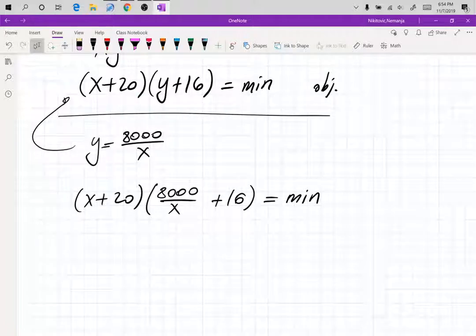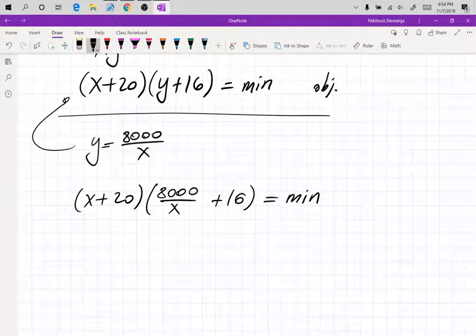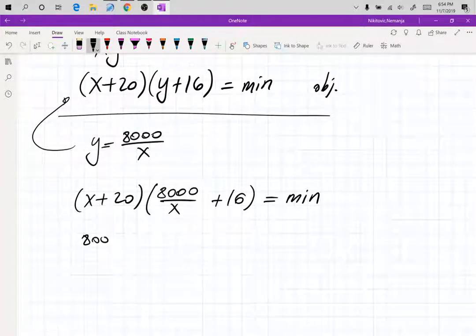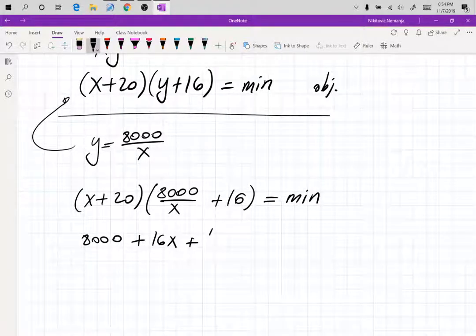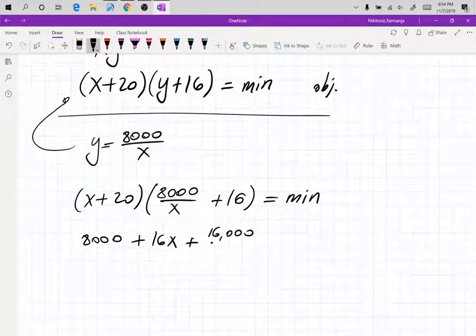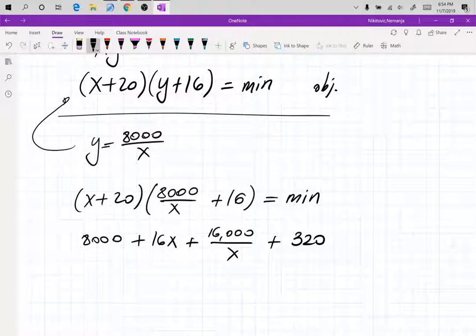Before you multiply, FOIL this, right? Multiply it out, because why use product rule if you can just do the algebra? It's easier. So x times 8,000 over x is just 8,000. X times 16 is plus 16x. Plus, this is 16,000 over x plus 320 equals a minimum.